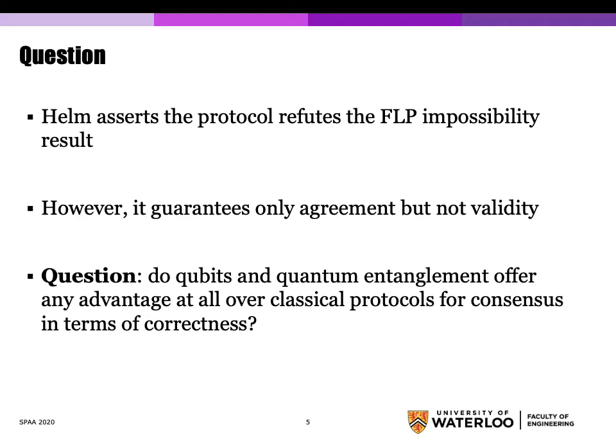HOLM asserts the protocol refutes the FLP impossibility result, which says that consensus is not achievable in an asynchronous environment despite a single failure. However, the protocol guarantees only the agreement property but not the validity property. It raises an interesting question. Do qubits and quantum entanglement offer any advantage at all over classical protocols for consensus in terms of correctness?